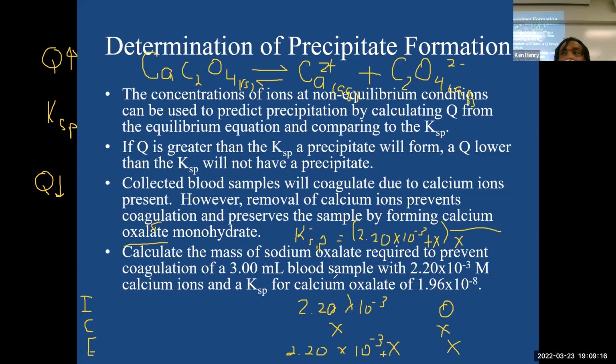Okay, that's right. We need to get to the point, because that was the whole point of looking at the quotient, right? So we want to try to get precipitate, so we want to drive the precipitation. And if our Q is lower than KSP, we won't have a precipitate. We're trying to get it so that we have a precipitate, right? So we want the solid to form. We want only the solid, because we know that coagulation happens because of that calcium. We want to get rid of the calcium. Does that make sense?